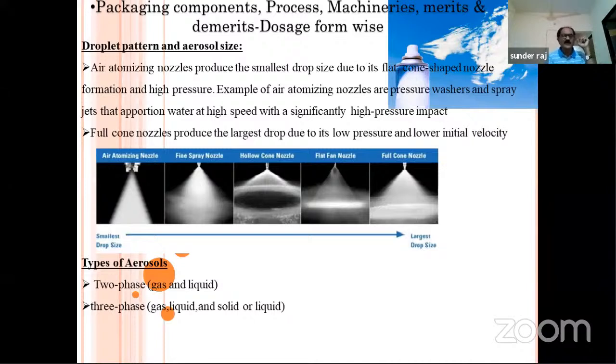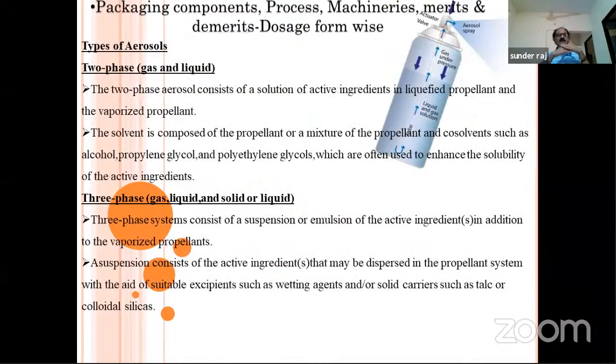Types of aerosols. There are two types of aerosols. One is two-phase, another is three-phase. Two-phase is gas and liquid. Three-phase is gas, liquid, and solid or liquid. In two-phase, only gas and liquid are there. A two-phase aerosol consists of a solution of an active ingredient in a liquefied propellant and vaporized propellant. These are the only two phases.